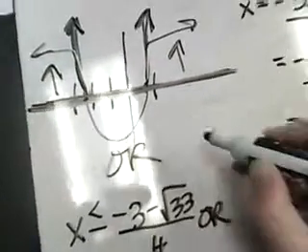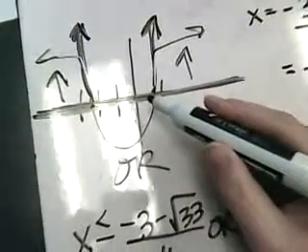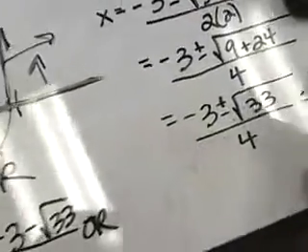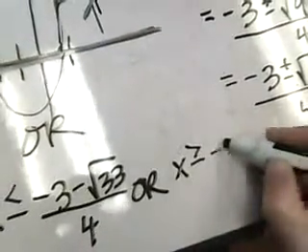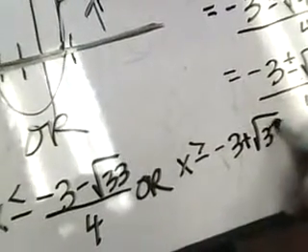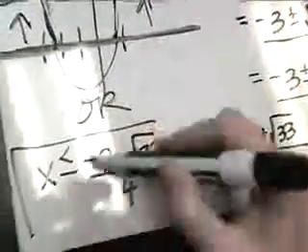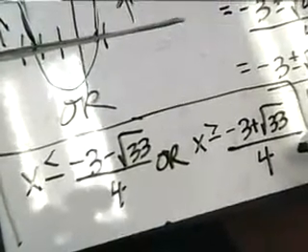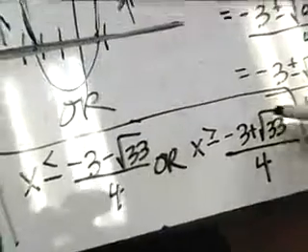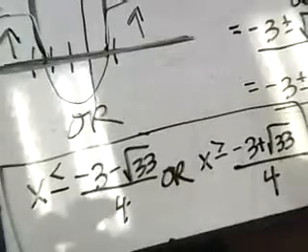Now I'm looking at this one. This one, remember, was 0.69. That was when I added the square root of 33 over 4. So I have x is greater than or equal to -3 plus the square root of 33 over 4. There's my final answer. Always use the original. Don't use those decimal estimates for your final answer. We just used those to get an idea of where they were on the graph. So that's an example of an OR.